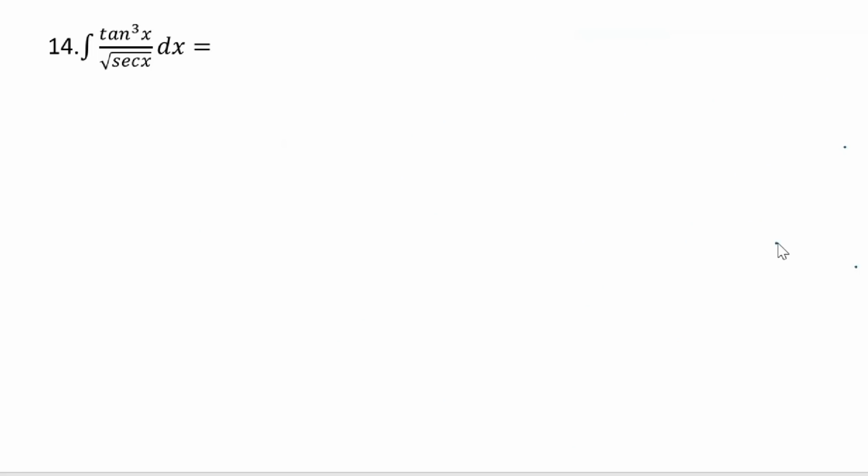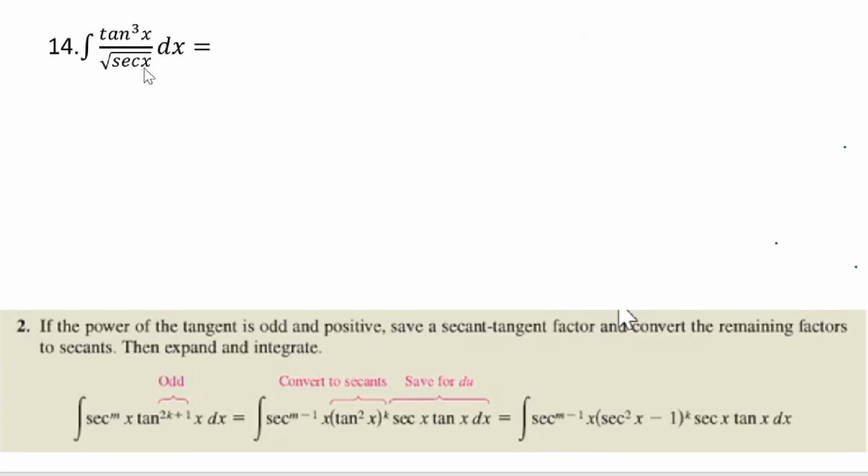So for number 14, we have the integral of tangent cube x over the square root of secant x dx. So first, we are going to factor the tangent cube x, and we are going to rewrite the denominator, the square root of secant x, in the numerator. So therefore, we can write now secant x to the power of negative 1 half. And the factor now of tangent cube x, we have tangent squared x times tangent x dx.